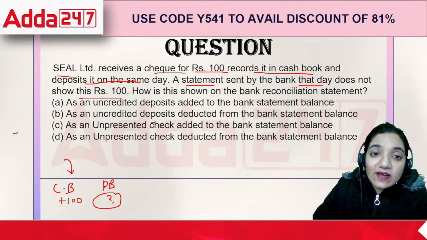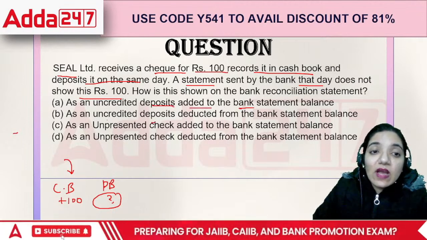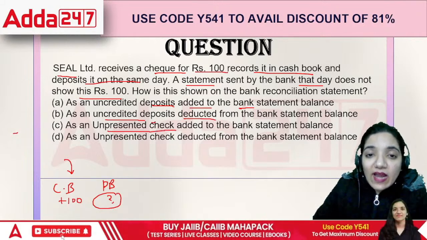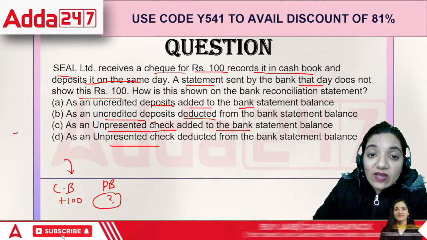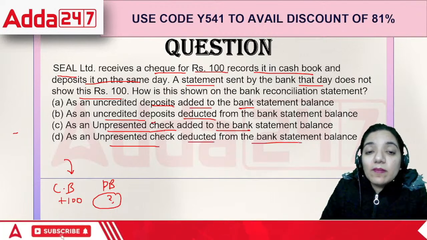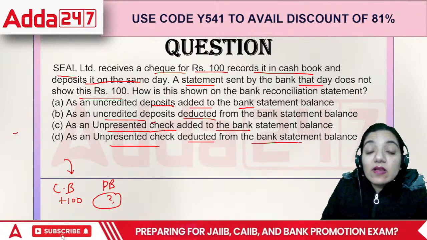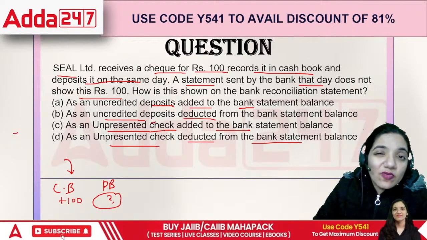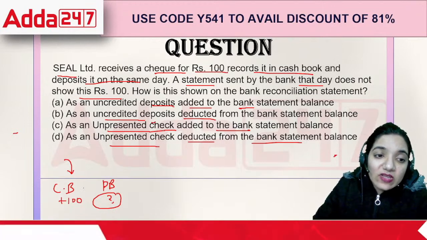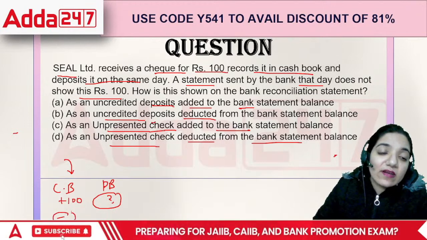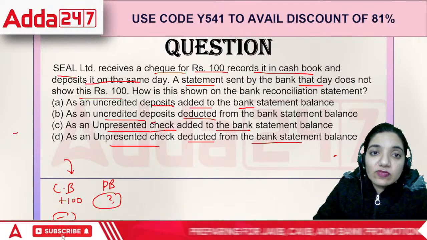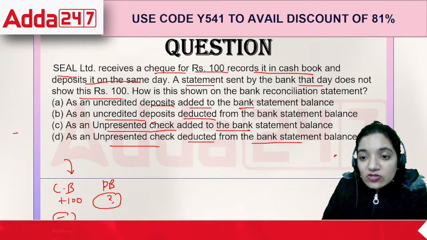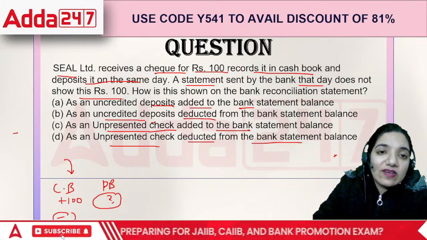As an uncredited deposit added to the bank statement, uncredited deposit deducted from the bank statement, unpresented check added to the bank statement, or unpresented check deducted from the bank statement. Remember, if the cash book thought it has received money, but the passbook said, no, we haven't received any kind of money, what will we do? We will deduct this amount from our bank account. So the cash book will have a negative balance. So in this case, the correct answer is we will deduct this amount.